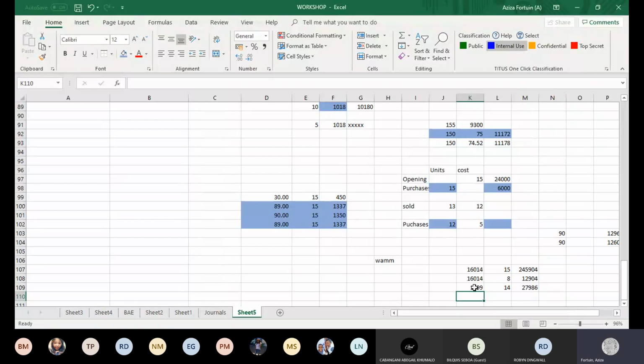Let me try. I got 1,615 units. And then I got 75 unit cost. And then I got 121. How much is this? 121, no, 125.